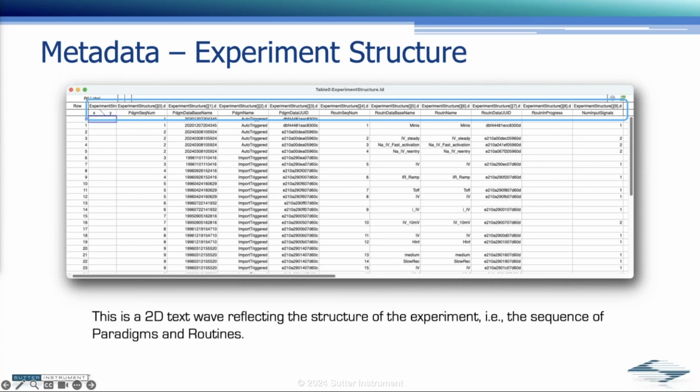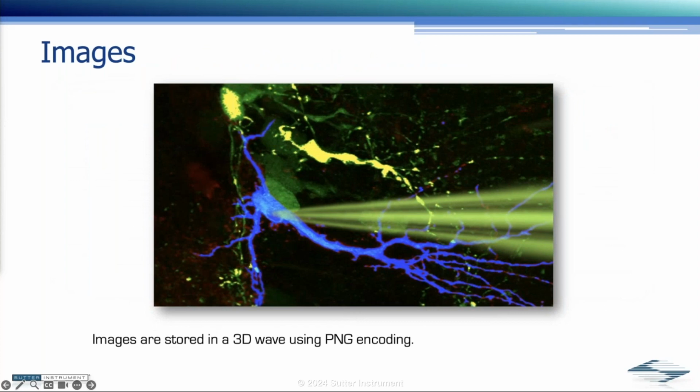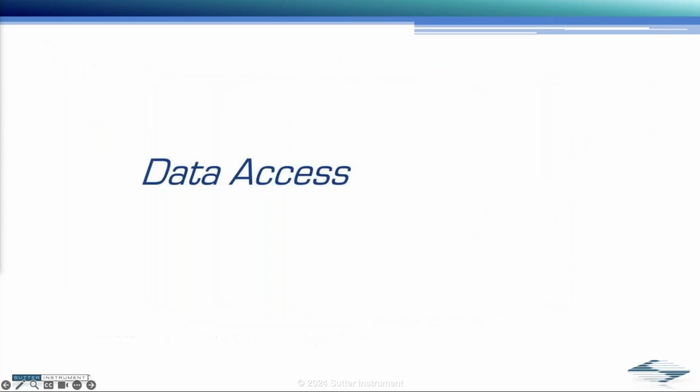Speaking of routines and paradigms, routines and paradigm copies are stored as well, but those waves are encoded and cannot be read directly. More on that later. Finally, images, either acquired via our camera module or imported, are stored in a 3D wave using PNG encoding. Okay, now let's access these data waves.